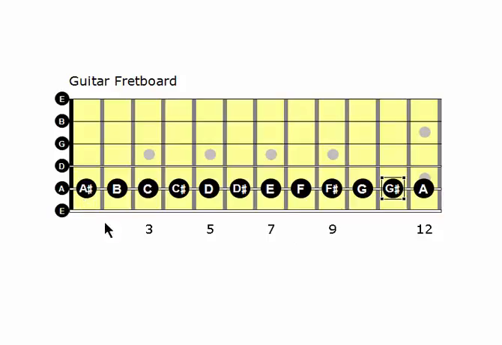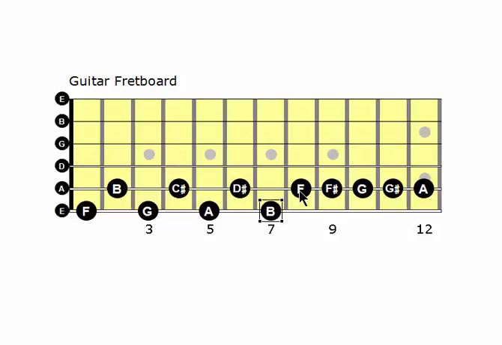Last of all, the 6th string. Now the 6th string will have exactly the same note names as the 1st string. Here we go. E goes straight to F. 2 frets above F is G. 2 frets above G is A. 2 frets above A is B. B goes straight to C. 2 frets above C is D. 2 frets above D is E.